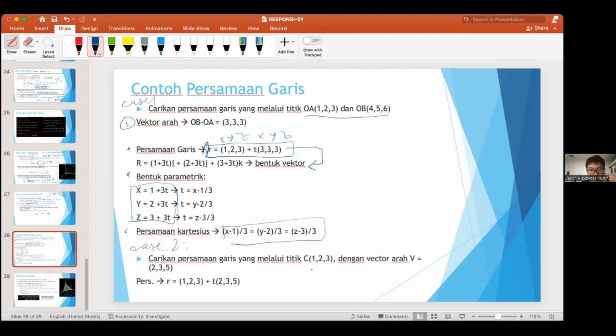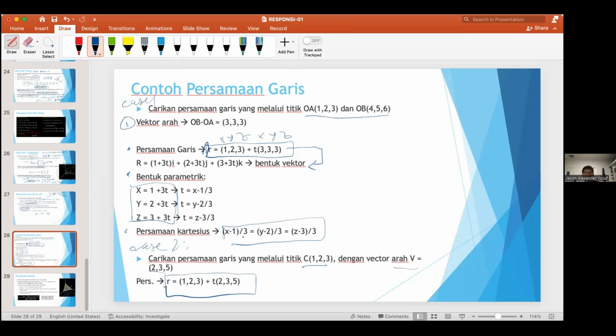So the case 2, you are given a point and a directional vector. This is the simplest one because this will be your general equation. Where the directional vector is multiplied by a t, and r equals to 1, 2, 3.